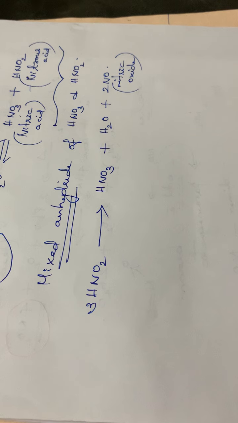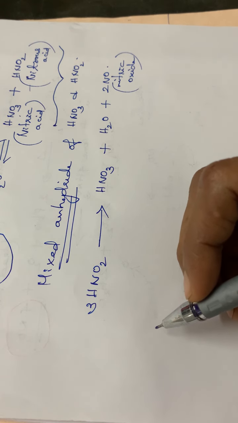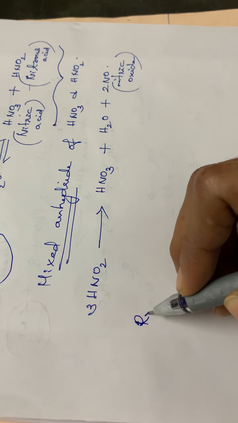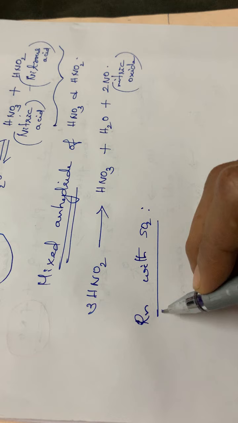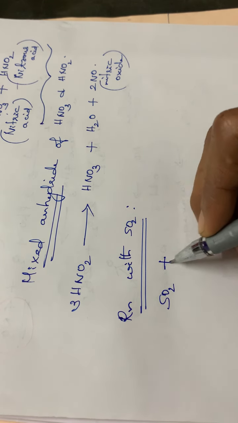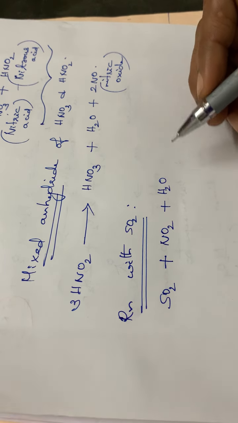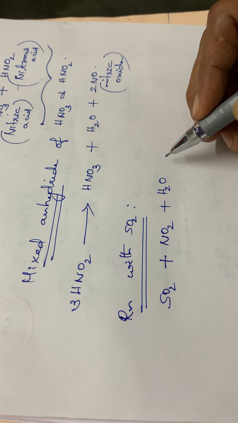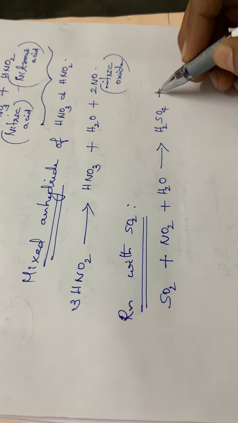So these are all some of the reactions of this NO2. Then another reaction with SO2, reaction with sulfur dioxide. So SO2, sulfur dioxide, plus NO2 plus H2O. The product will be sulfuric acid, H2SO4, plus NO.